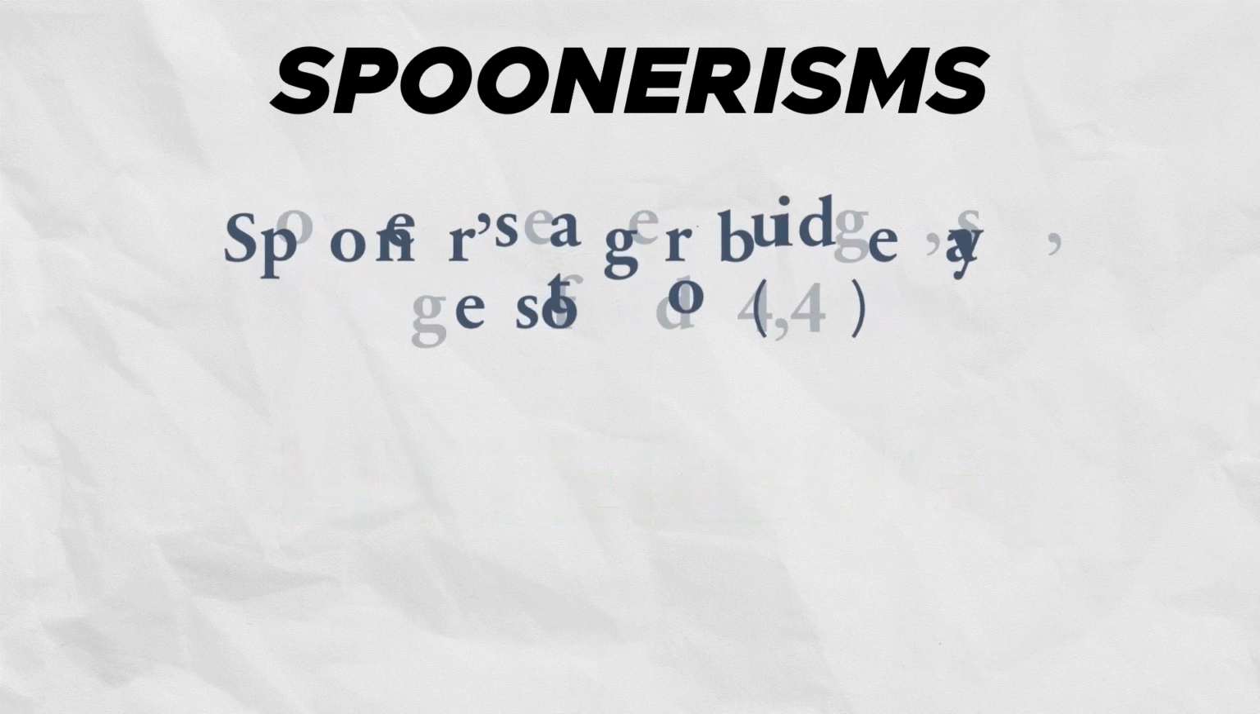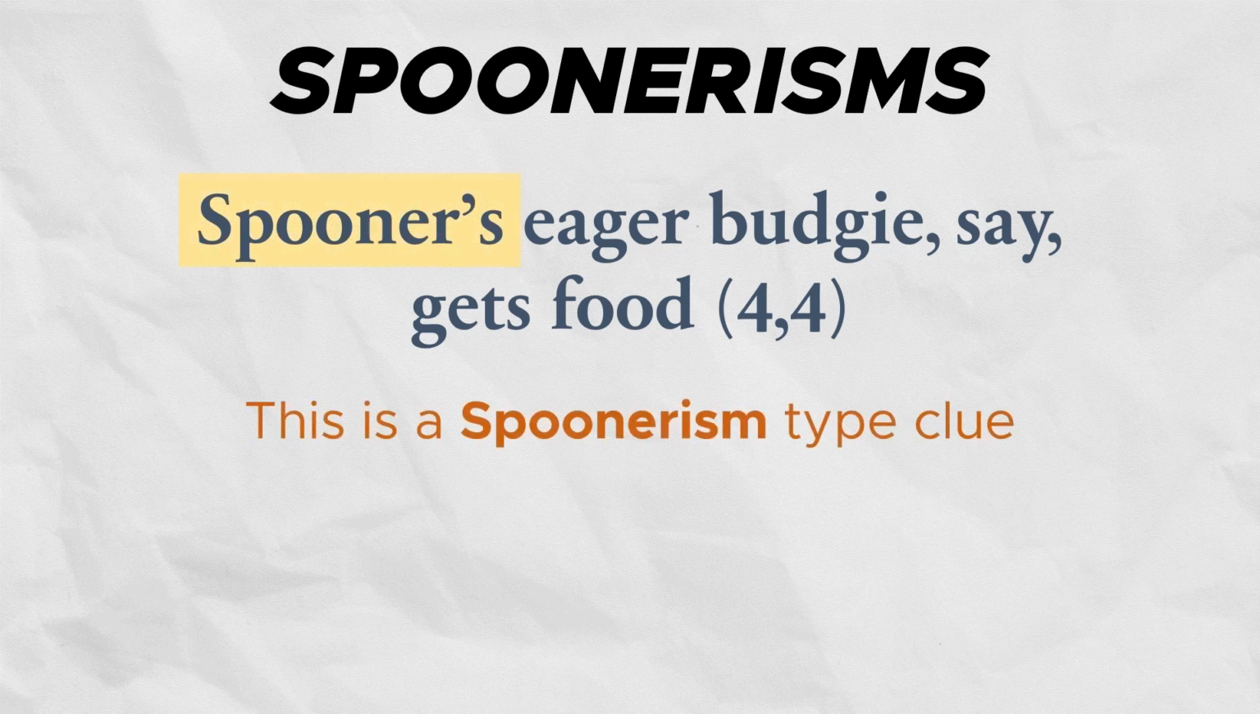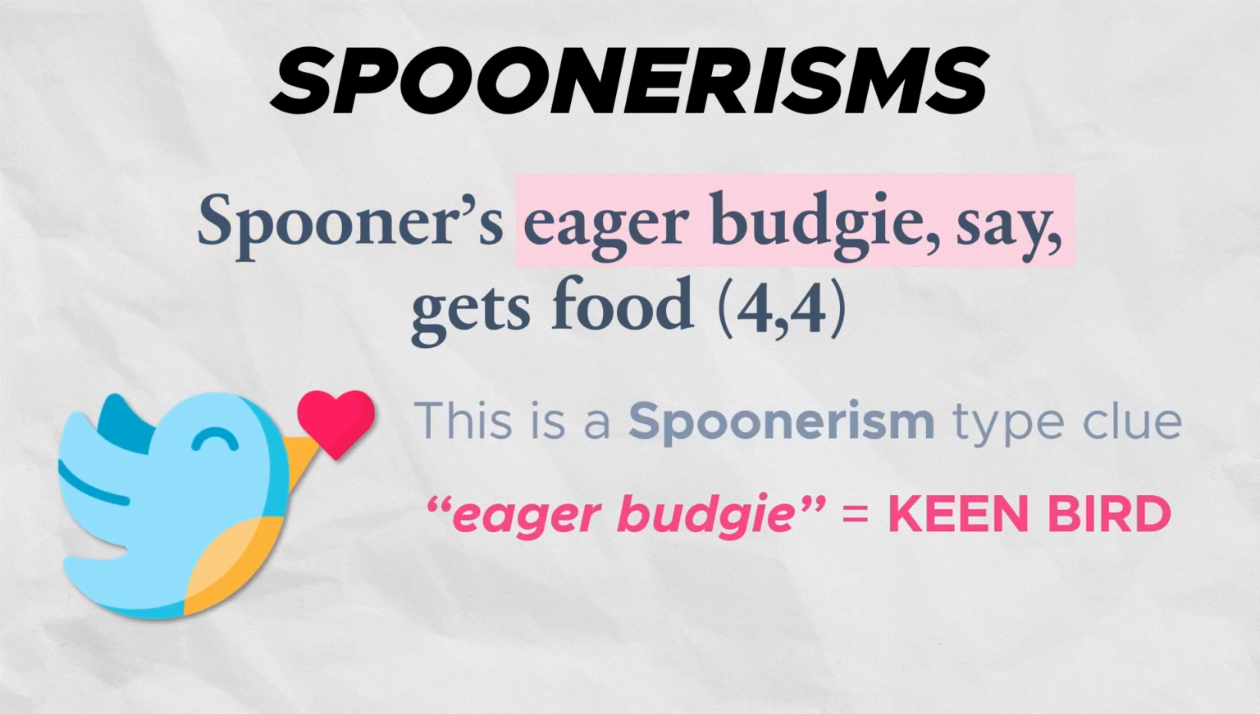Here's another example. Spooner's eager budgie say gets food, 4 and 4 letters. Obviously another spoonerism because the clue tells us so. An eager budgie might be a keen bird. The indicator say gives us a clue that we need to find synonyms or examples of each word.